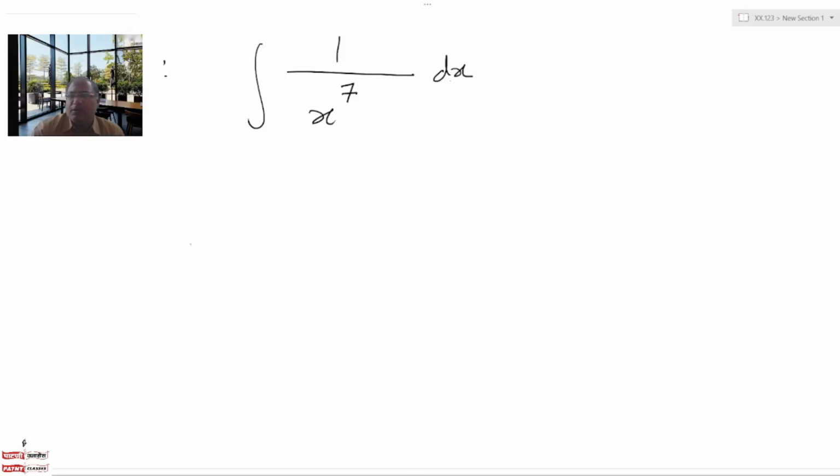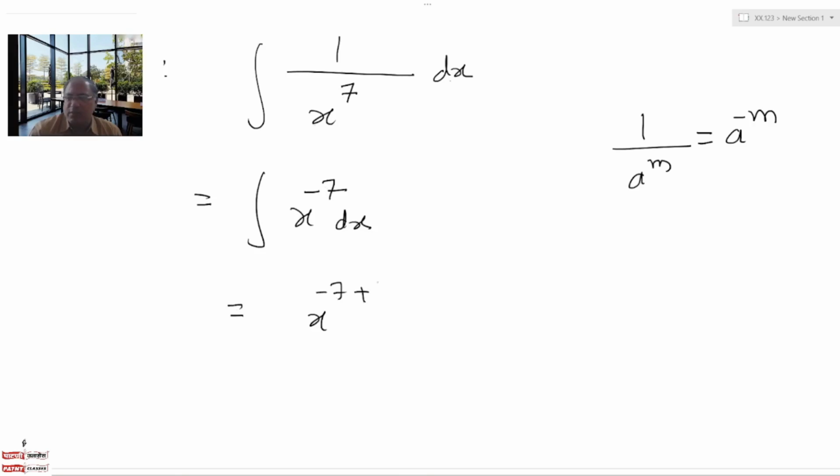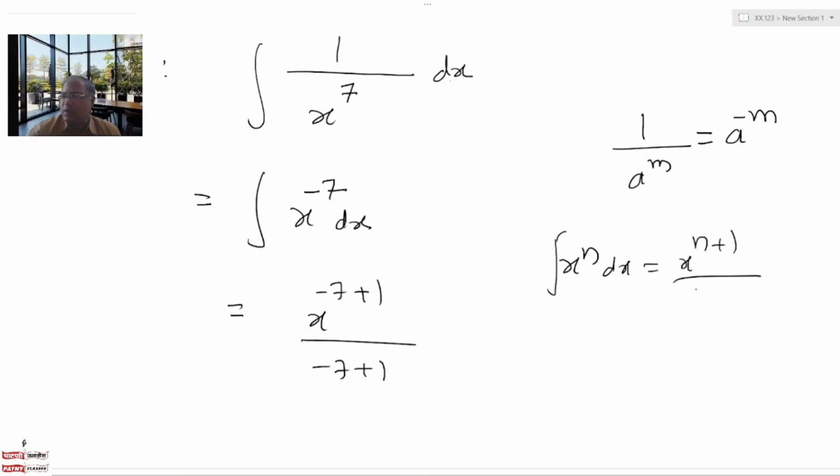In this example, integration of 1 upon x raised to 7 with respect to x, this can be written as x raised to minus 7 with respect to x, because we know the algebraic identity 1 upon a raised to m is equal to a raised to minus m. Therefore, 1 upon x raised to 7 can be written as x raised to minus 7 with respect to x, equals x raised to minus 7 plus 1 upon minus 7 plus 1, because of the formula that integration of x raised to n with respect to x equals x raised to n plus 1 upon n plus 1.